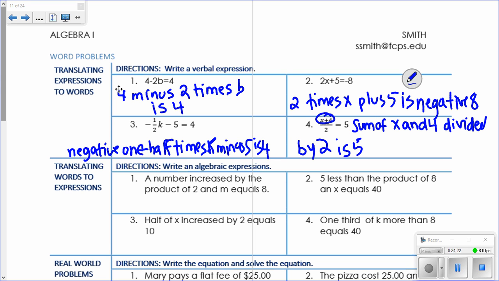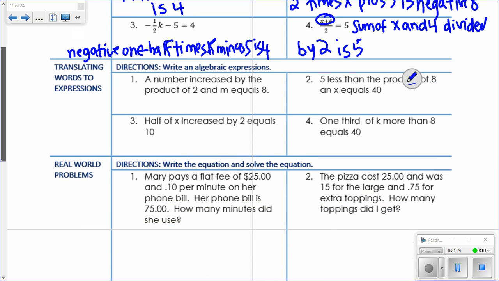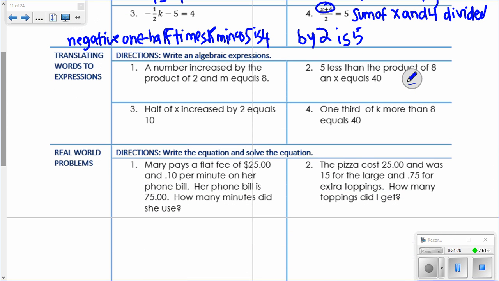The next part is translating words to expressions. Right? So a number increased by, this is a plus, and just the number we could write x. X plus the product of 2 and m, so 2 times m, equals 8. So my actual answer is x plus 2m equals 8. Right?